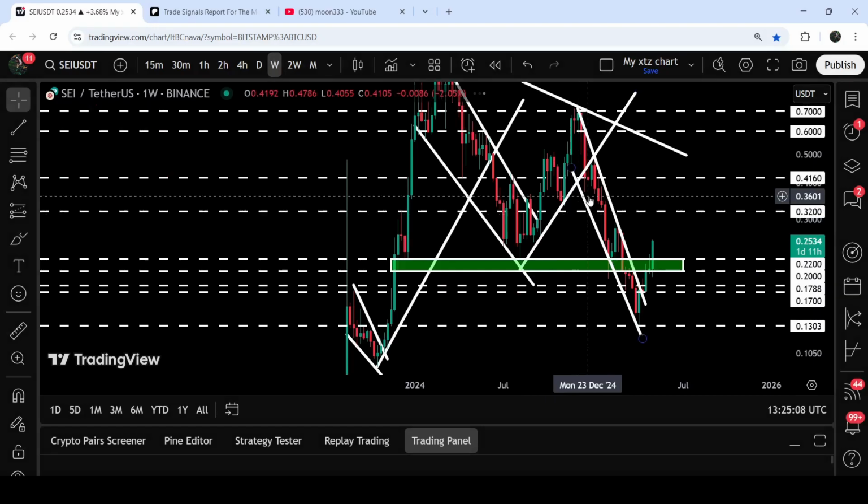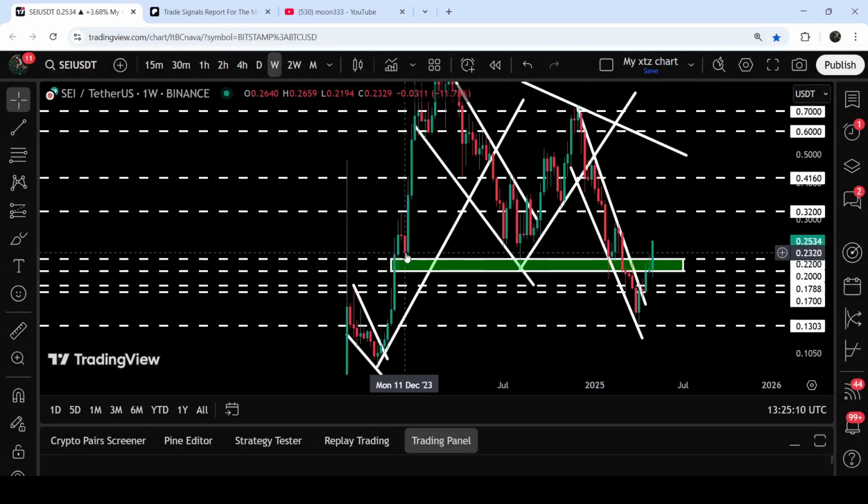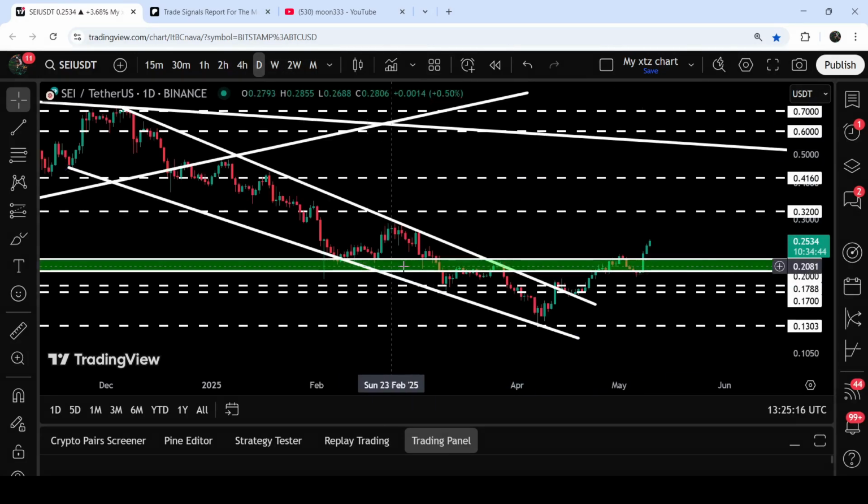And if we take a look at the weekly time frame chart, then you can see that previously it had been breaking a support down here, support down here, support down here. And after the breakdown, for the past several days, you can see on this daily time frame chart that it was breaking at the resistance line, and now we have broken it out. And now again, it can act as a strong support for the price on SEI.